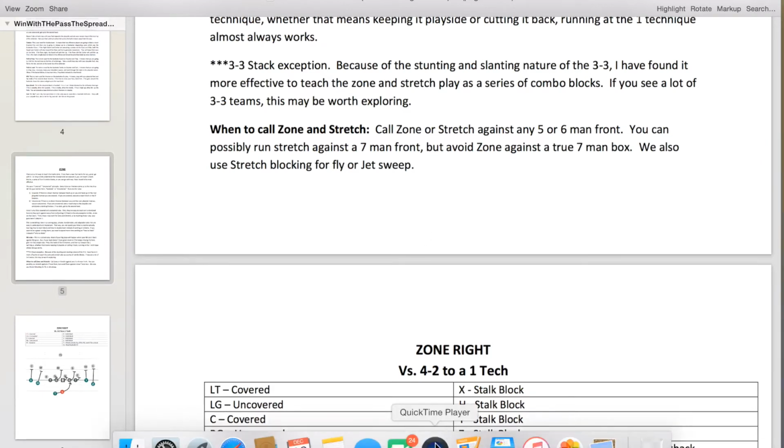So again, I know I'm giving you guys a lot of options, and that's on purpose. I want you to understand how to communicate this and give yourself various options to communicate this with your guys.